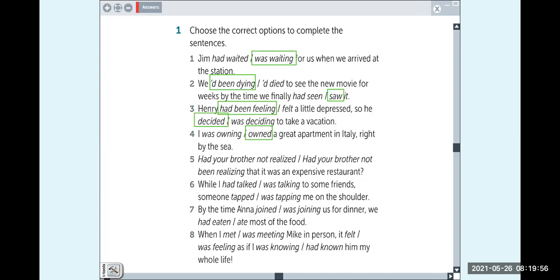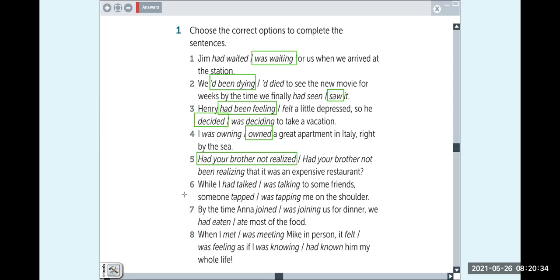Which one? Realize. State or action? What do you think? State verb or action verb? The state verb. State verb. Not been realizing? No, had not realized, because we generally don't use continuous tenses for state verbs, right?